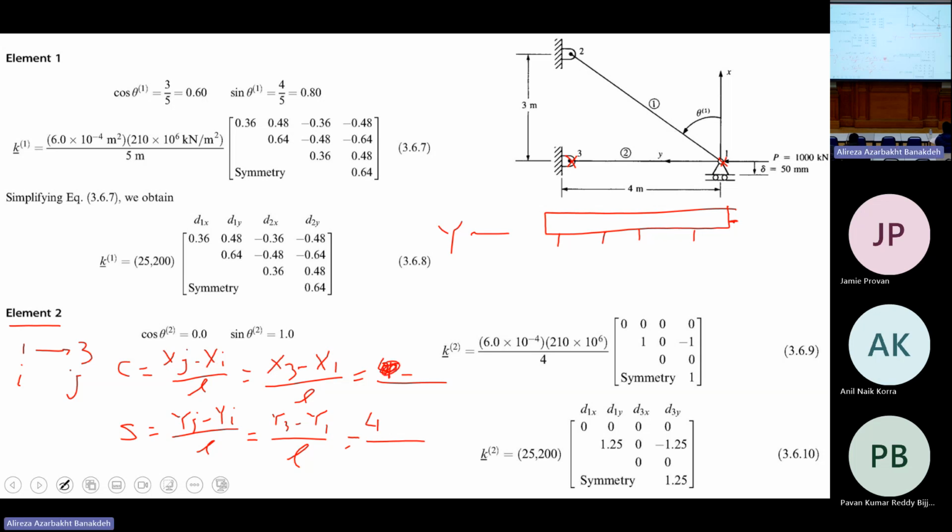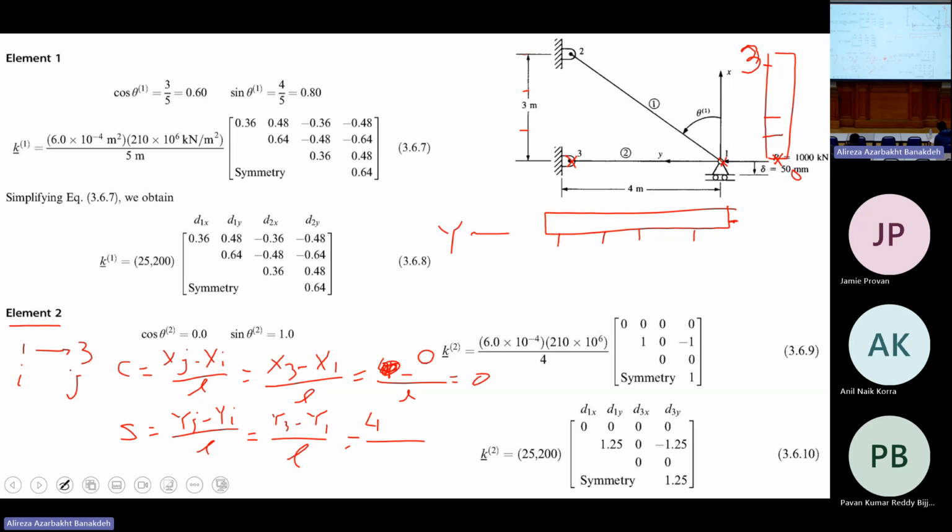X3 is 0, because X is another ruler like this. This is the 0 of your ruler. This is 1 meter, 2 meter, 3 meter. Okay? This is 1, 2, 3 meter. Okay? So X3 is 0, X1 is 0 again, divided by L is 0.